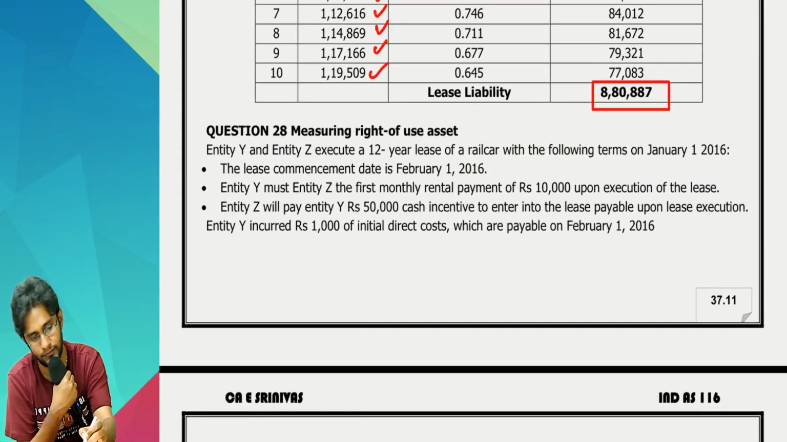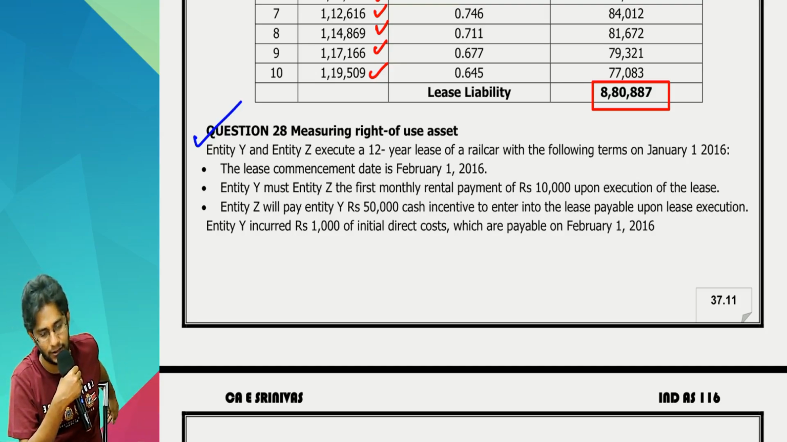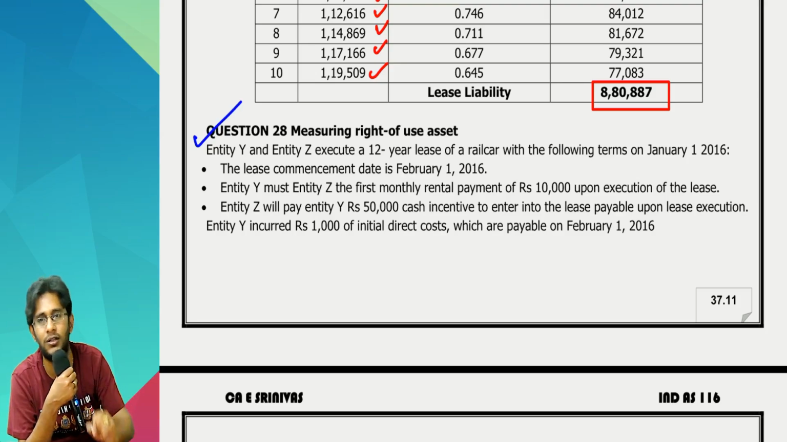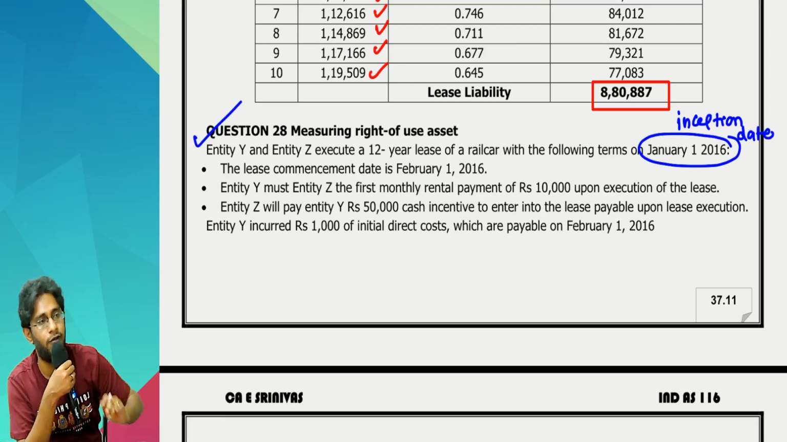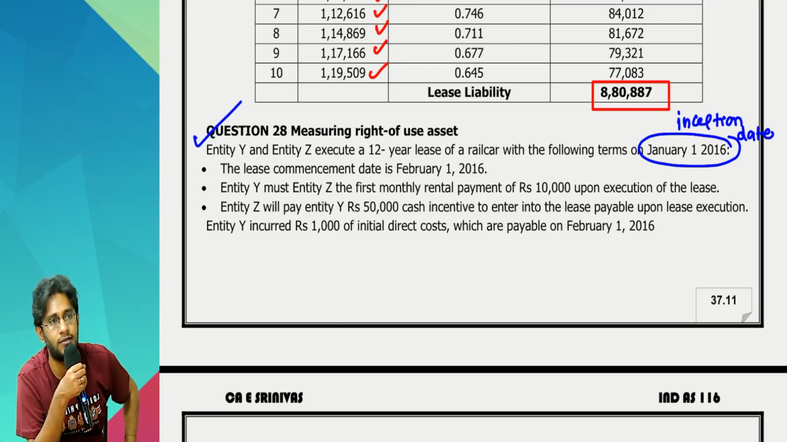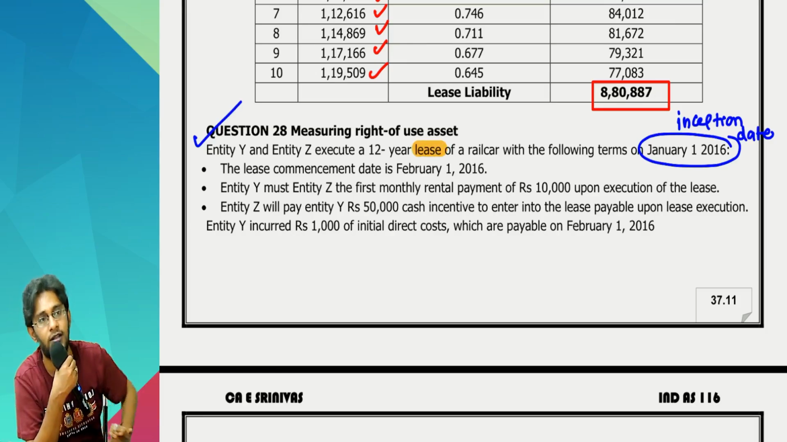Next one, sir. Question number 28. Entity Y and Z execute a 12-year lease of a rail car with the following terms on Jan 1, 2016. Executing the terms means what, you know? Lease agreement date. So this January 1st is called the inception date. Inception date is relevant only for identifying whether the contract is a lease or not. That you need not evaluate. That fellow is shouting that it is a lease.